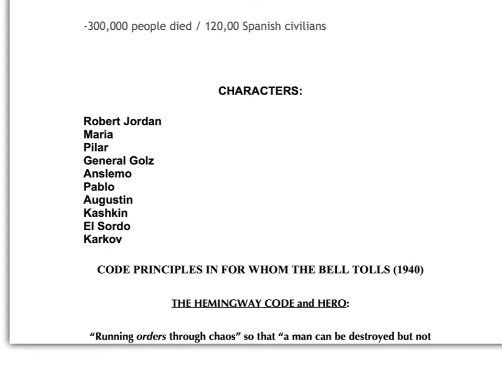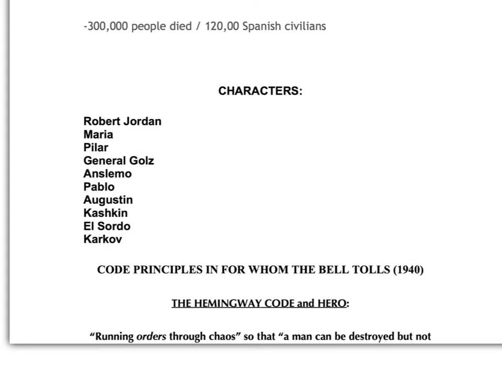Augustine is a guerrilla fighter who Robert Jordan befriends. Kashkin's an important foil for Robert Jordan as well, because he is a Russian soldier who joined the Republican cause and actually was unable to. He blew a train, and in retreating from it, either was killed himself or did kill himself out of fear of being captured. So he is what Robert Jordan hopes he will not be.